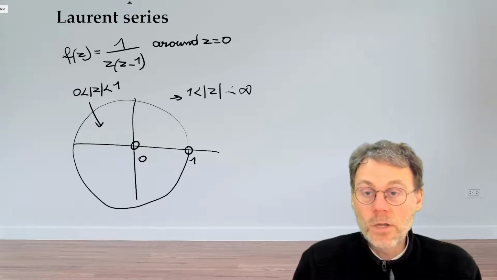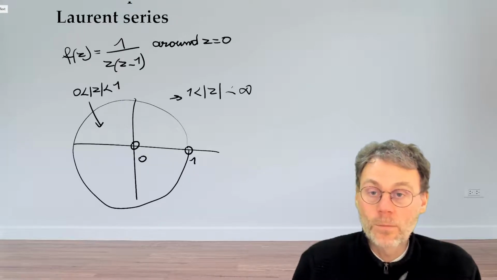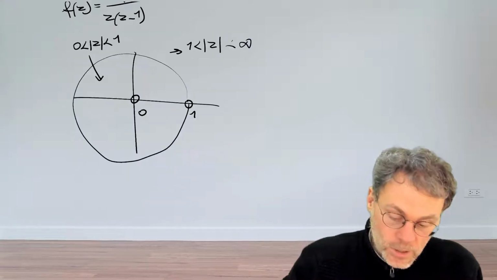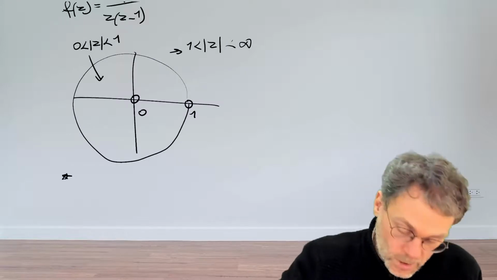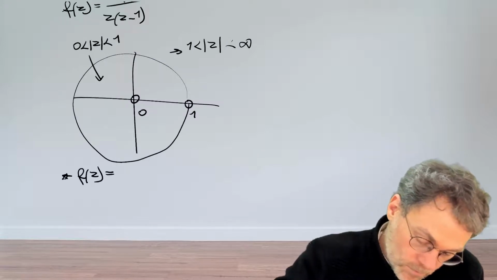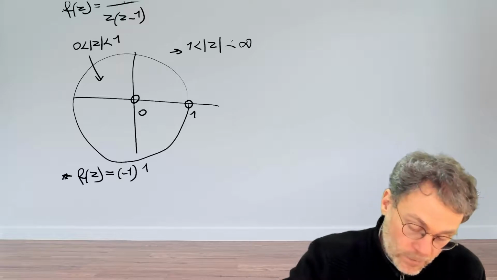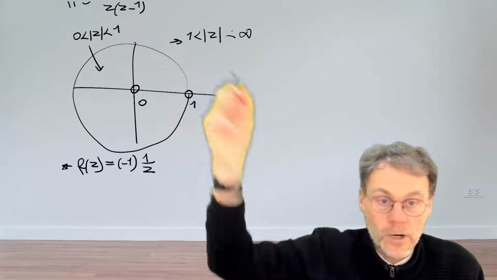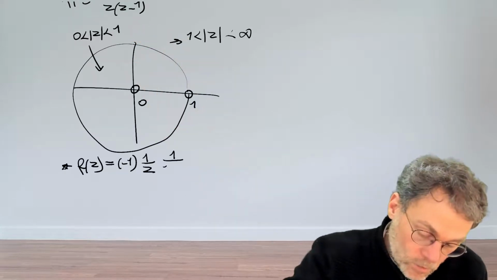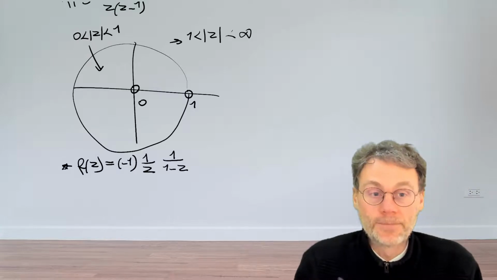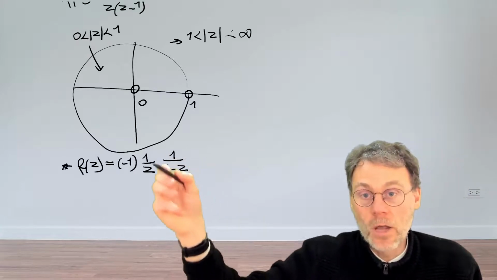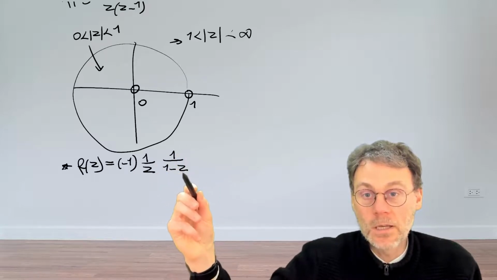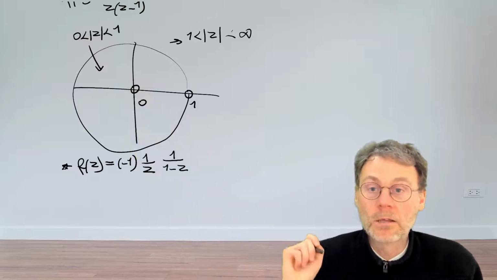So the geometric series is for the function 1 over 1 minus z, which is almost over here, just with a minus sign. So actually what we can do is write f of z as minus 1 over z, which is left over, and then finally we have 1 over 1 minus z. For this part over here, we know what the series expansion looks like, and we can safely apply it because z in magnitude is smaller than 1 here.